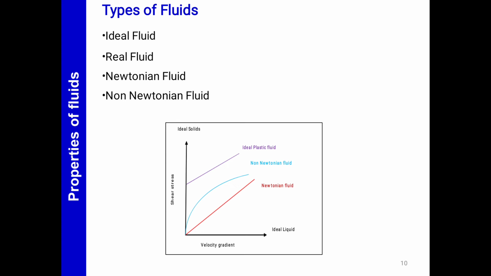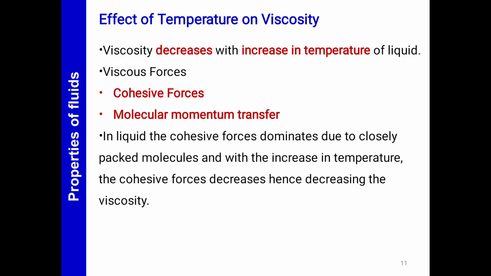Types of fluid. Here the fluids are categorized into ideal fluid, real fluid, Newtonian fluid and non-Newtonian fluid. Effect of temperature on viscosity. The viscosity decreases with increase in temperature of a liquid. Viscous forces, cohesive forces, molecular momentum transfers. In liquid, the cohesive forces dominate due to closely packed molecules, and with increase in temperature, the cohesive forces decrease and hence decrease the viscosity.